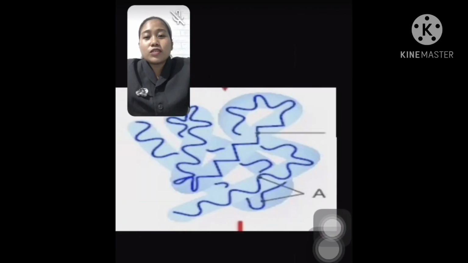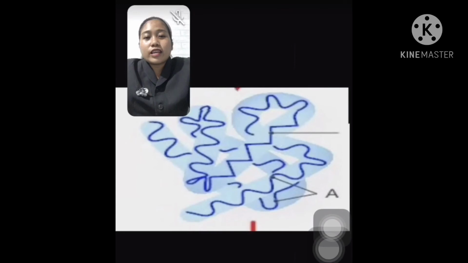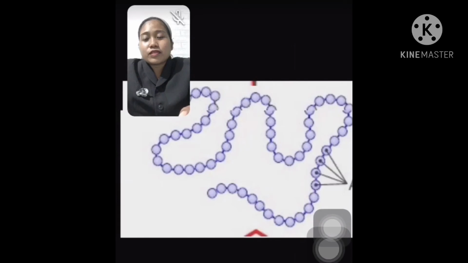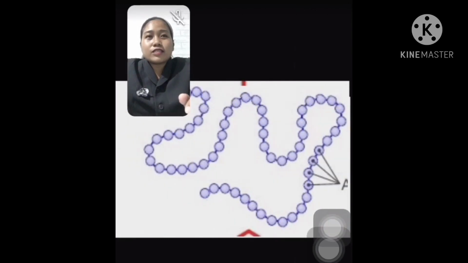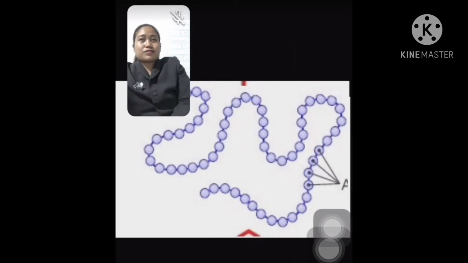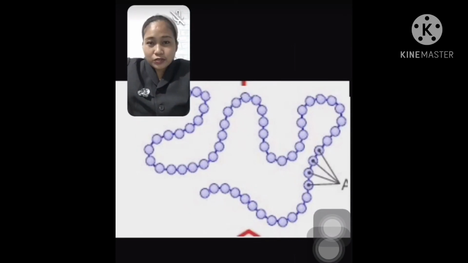And this one, yes, this is also a primary structure. And this one, the last picture, yes, very good class. This is primary structure of proteins.